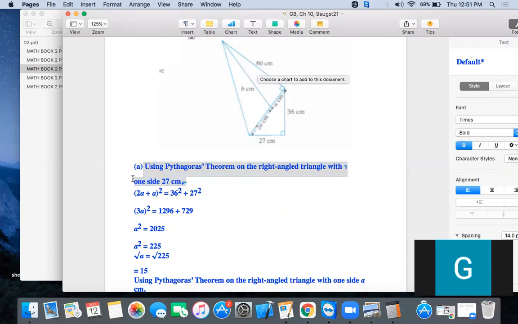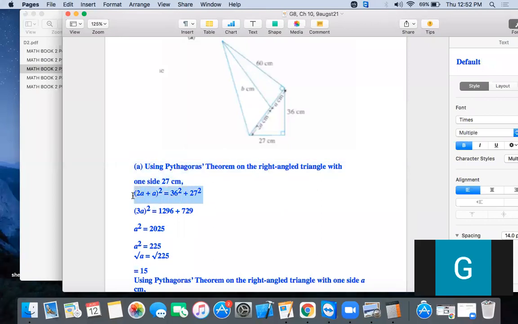With one side 27 centimeter. We have named this right angle triangle, that we choose the right angle triangle with one side 27 centimeter. We could not use words like bigger or smaller because it is a completely irregular figure, so we use the 27 centimeter side. Okay, it's clear. Now come to the first part.